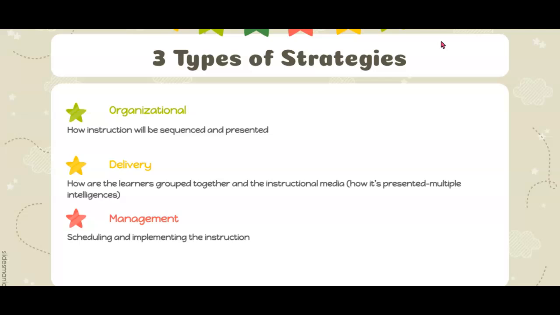And so for how the learners are grouped together, you would look at your needs assessment to see where the students' strengths and where their weaknesses are, and then you would be able to divide them based on the information that you have. In management, it looks at scheduling and implementing the instruction.